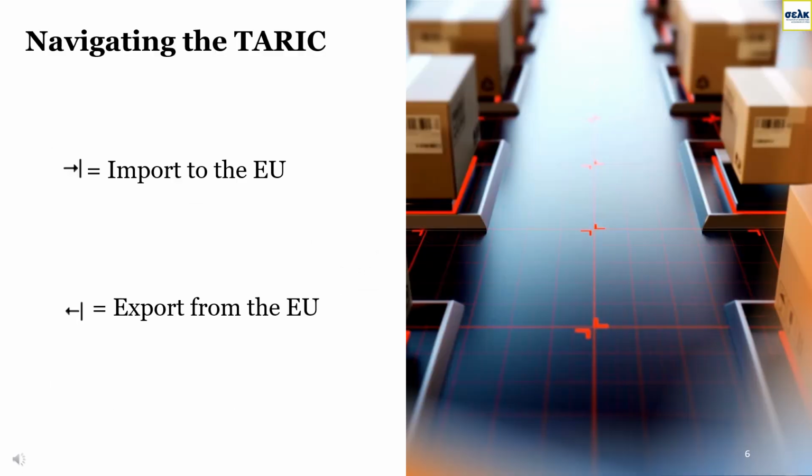Before we begin our scenario-based presentation, it's essential to provide additional details about the symbols you may encounter while navigating the TARIC system. When checking whether a specific code has import or export restrictions, you will notice right-facing and left-facing arrows next to the country you are searching for. A right-facing arrow signifies the measures imposed on imports into the EU. A left-facing arrow signifies the measures imposed on exports from the EU. These symbols help quickly identify trade restrictions and regulations associated with specific goods.